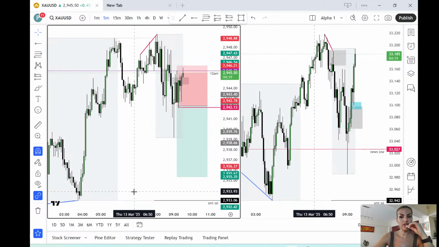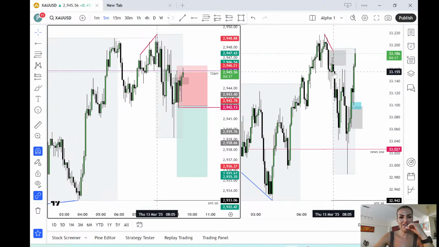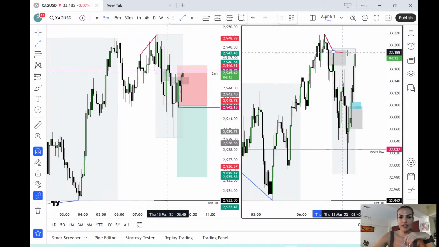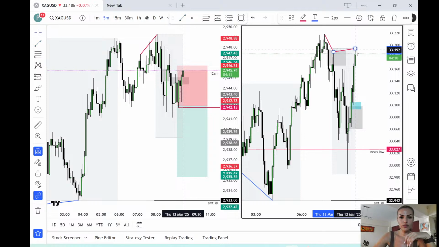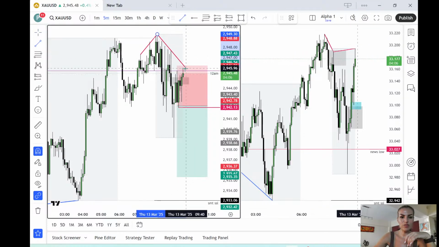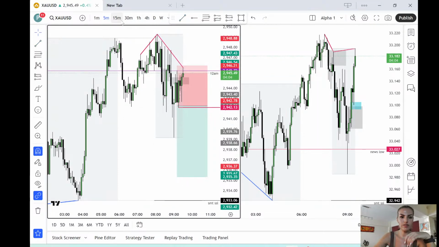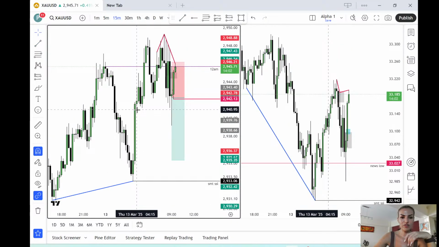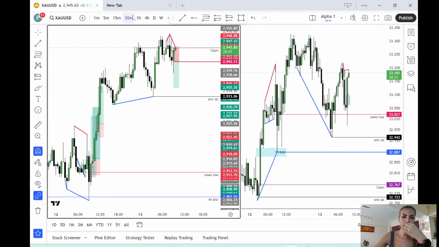Wow, that's really close. Really, really close. Okay. If silver could reject from here and just leave gold be, just let it be, and silver starts rejecting, that would be really cool, but we'll see if it's going to do that.